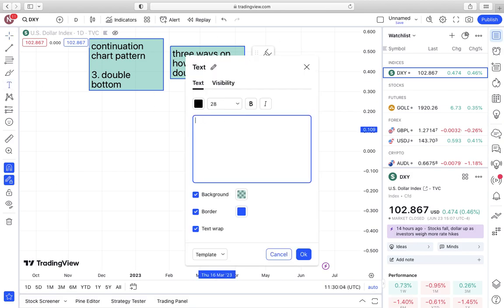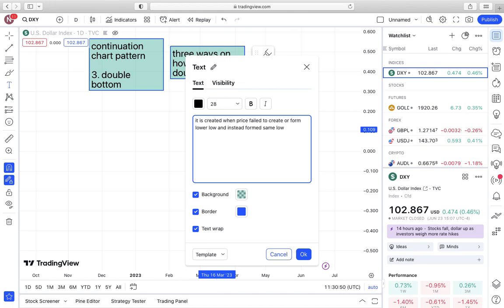How is it created? It is created when the price failed to form a lower low and instead formed the same low, which means the price failed to form a lower low but instead formed the same low, forming what we call a double bottom. That is what we are going to look at.